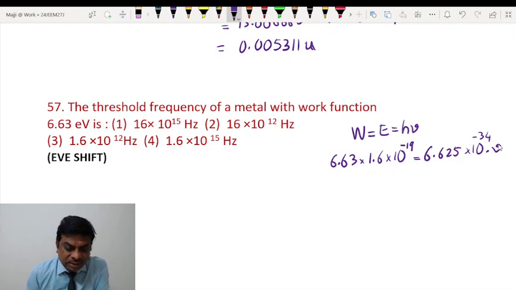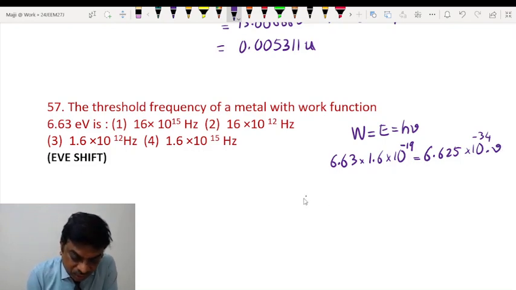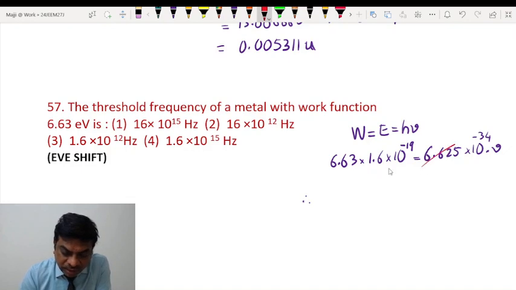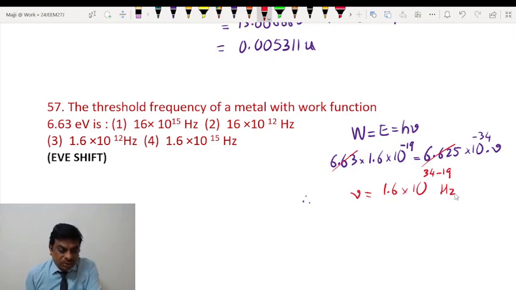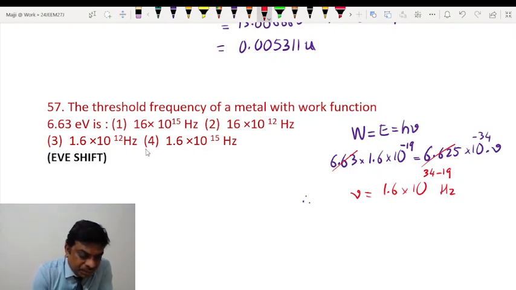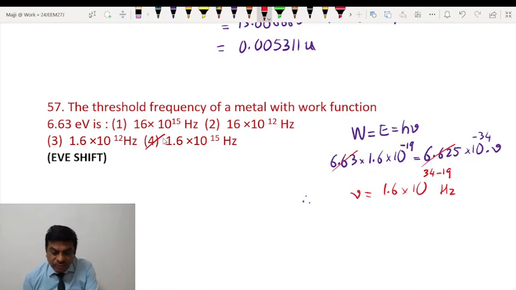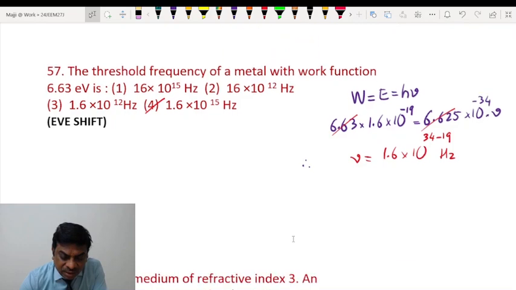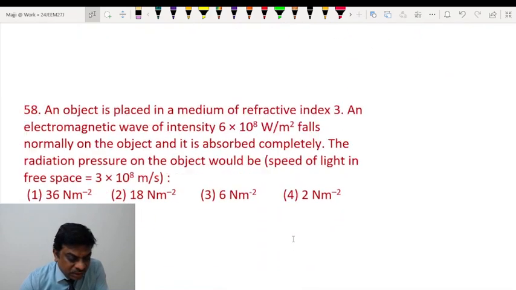So you get the frequency. Approximately, students, we'll cancel this and we are left with 1.6 into 10 power 34 comes to this side, so 34 minus 19, this many hertz. So 34 minus 19 is 15, right? So 1.6 into 10 power 15 hertz is the correct answer. Moving on to the next question.